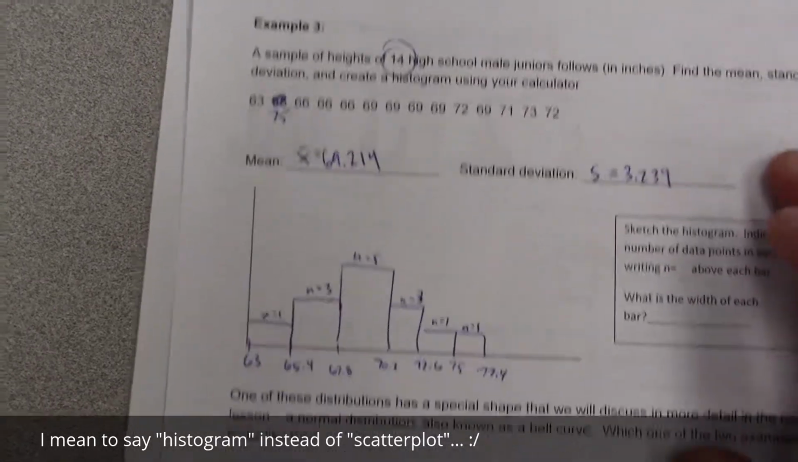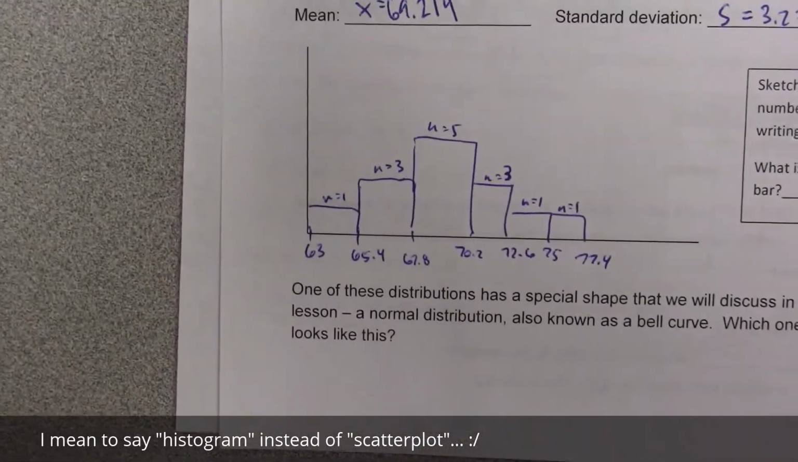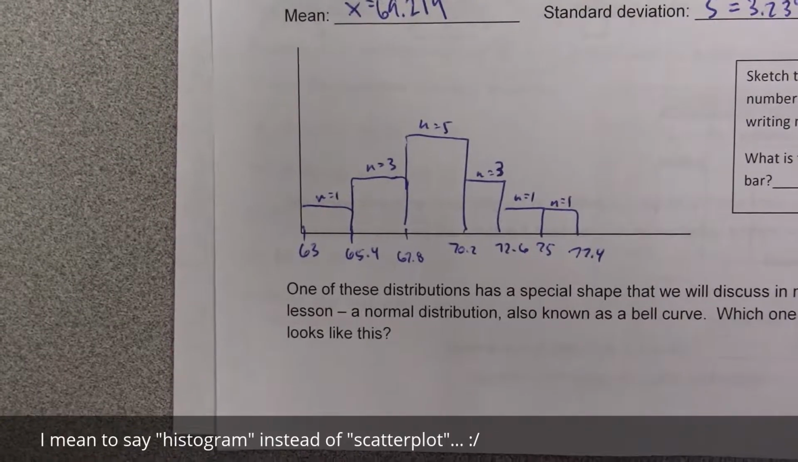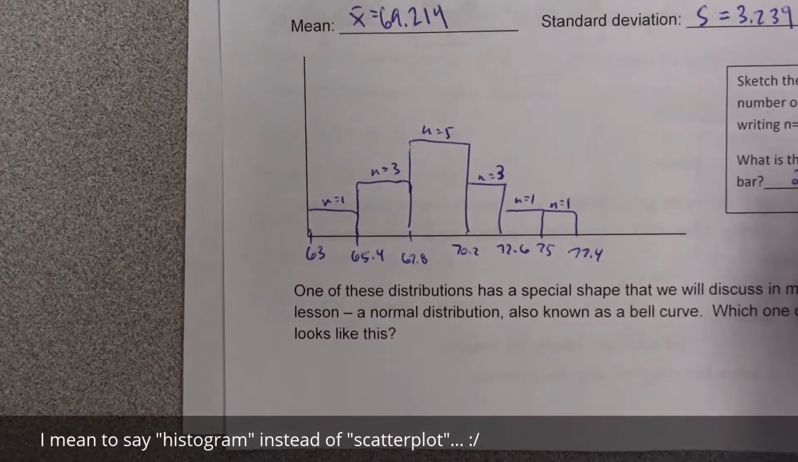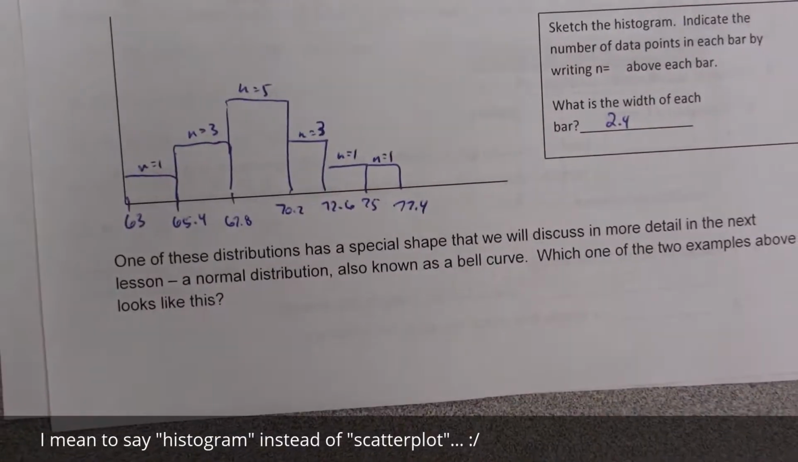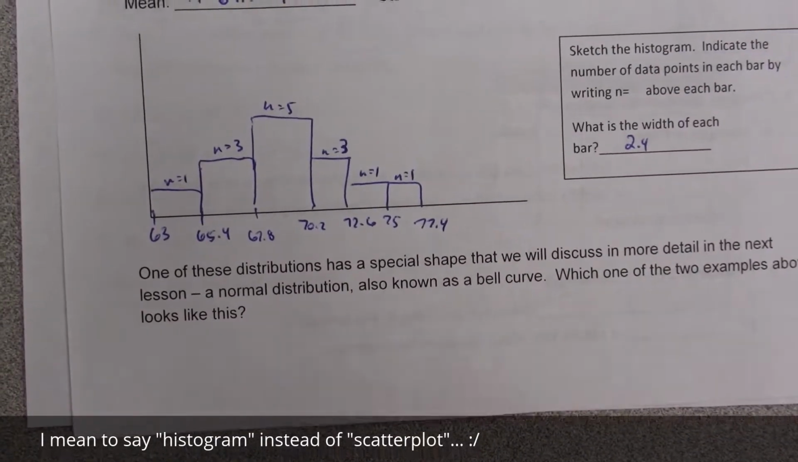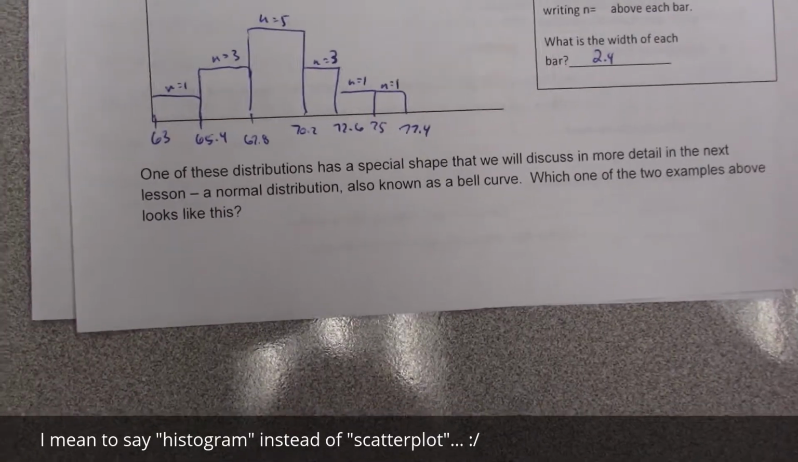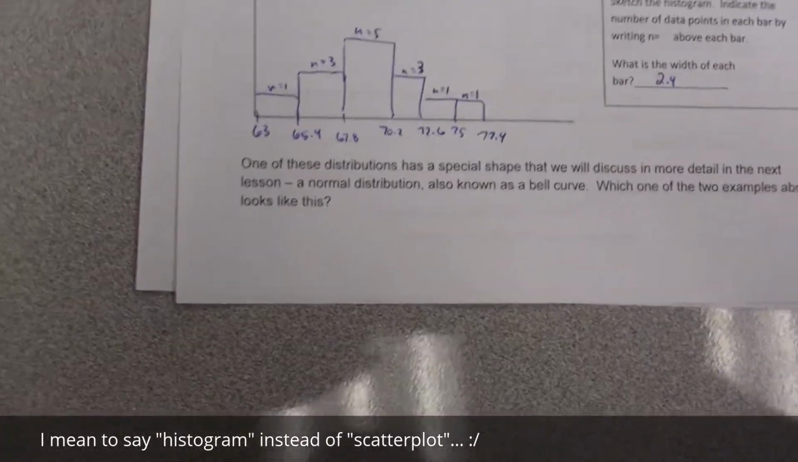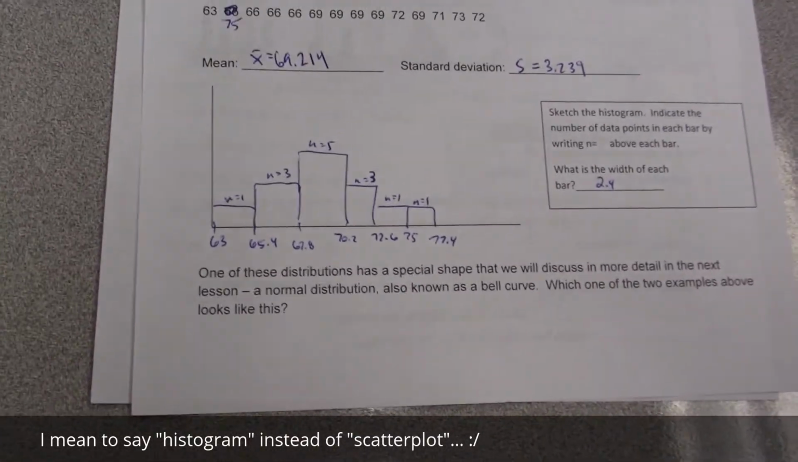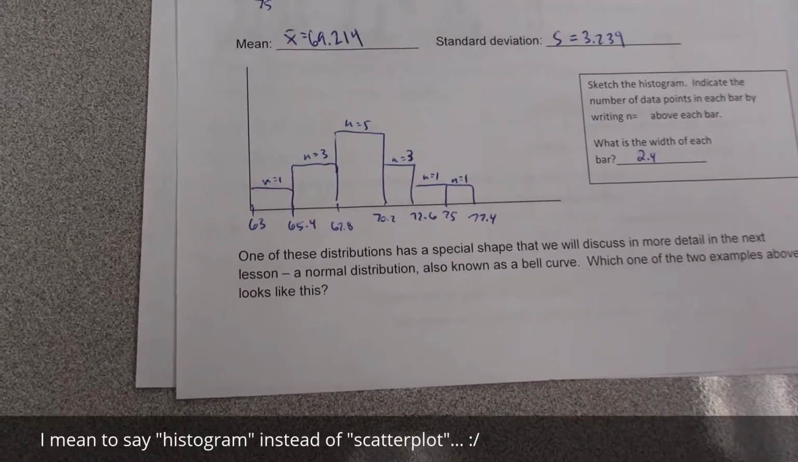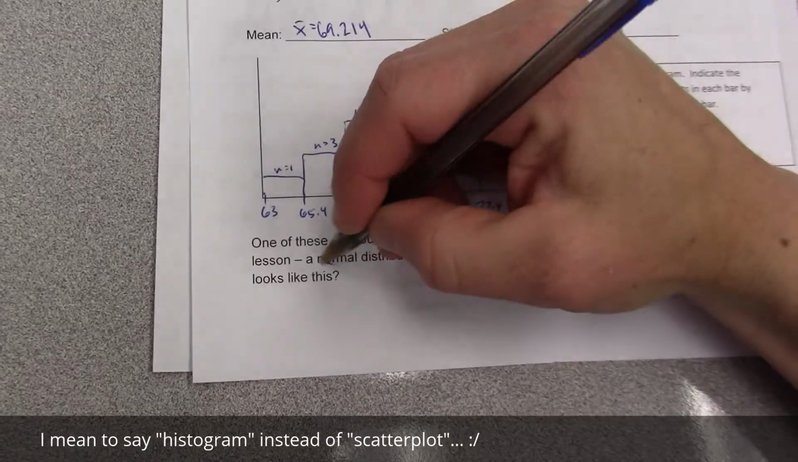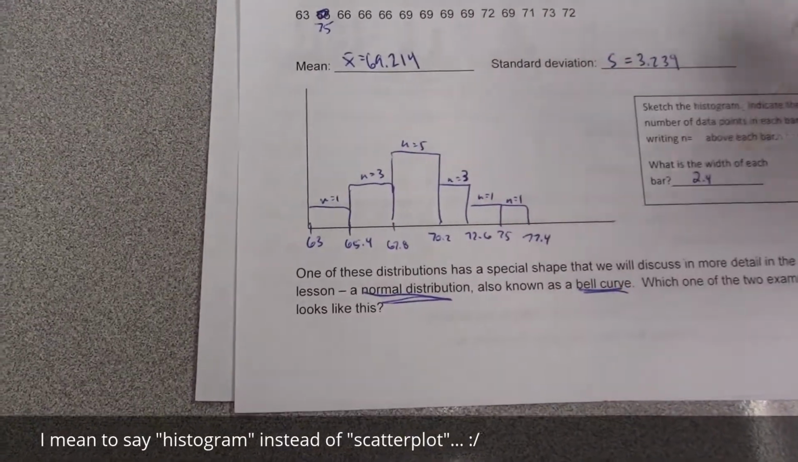Okay, so your completed histogram should look like this, and you can pretty easily see that the distance between each interval is 2.4. So you can add that to your box right over there. Now there's a note here at the bottom. One of these distributions, between 3 and 4, has a special shape that we'll discuss more in the next section, and it is called a normal distribution, and sometimes it's called a bell curve.